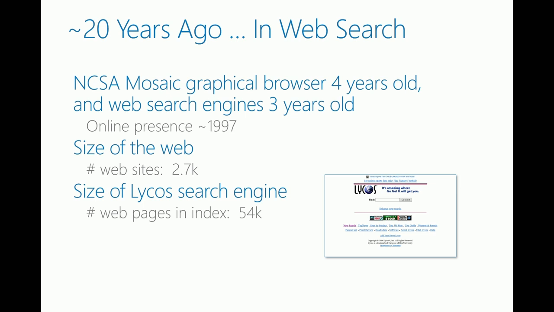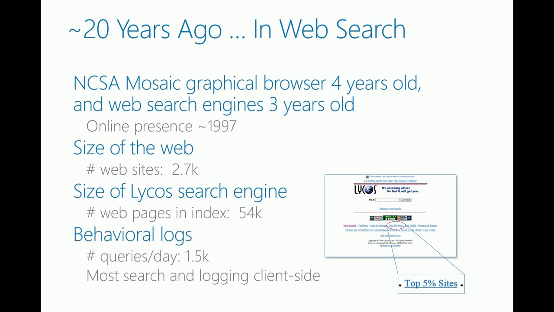Furthermore, they indexed only the first 128K of a document because they were worried about copyright of web content. It also had this super interesting link that I remember using called the top 5% of sites in the world. So you could look at what the top 5% were. Imagine doing that now. The other interesting thing is that there was very, very limited user interaction data. So there were about 1,500 queries a day. And that's partly because a lot of search at that point happened on the client. Things like a search for help in Office or in other systems was all client side.